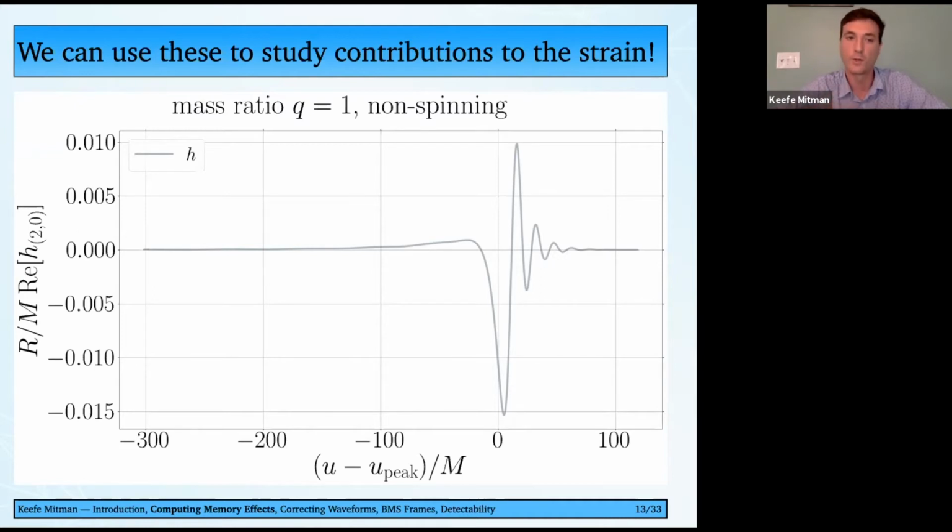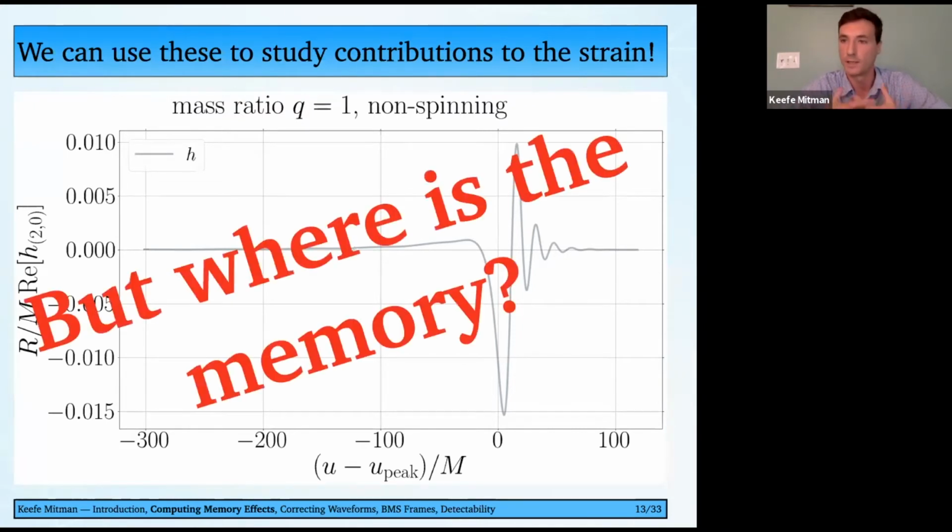And what you should be concerned about is that you don't see any memory. There's no overall net change in this mode, right? So you ask, where's the memory, right? Clearly something is going wrong with the numerical relativity waveform, or we've largely misunderstood how Einstein's equations work and where memory comes into play. With it more likely being that something's going wrong with numerical relativity waveforms.